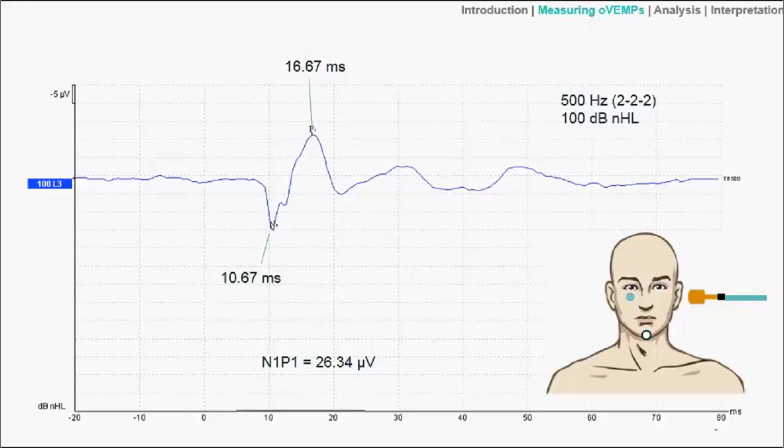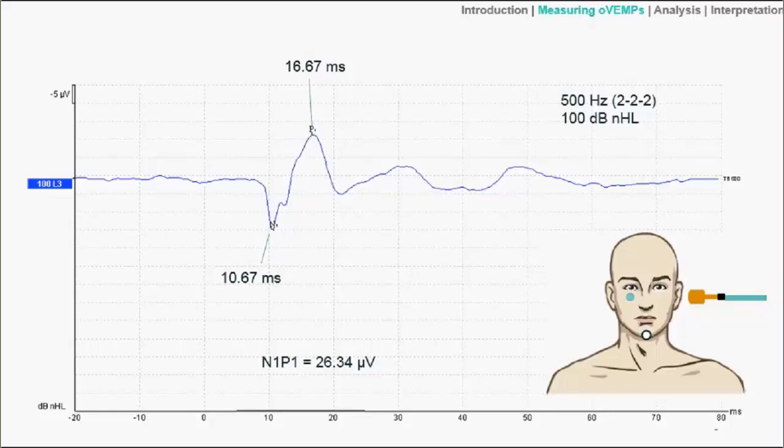And of course, with the high intensity sound, you can see the label here showing 100 dB NHL, it's not a surprise that we might evoke other responses too, such as the post-auricular muscle response and auditory evoked potentials. So the bandpass filter settings and other recording parameters for these oVEMPs are very similar to some mid-latency responses, and so some of those peaks that we see at 30 and 50 milliseconds in this trace might well be auditory evoked potentials.